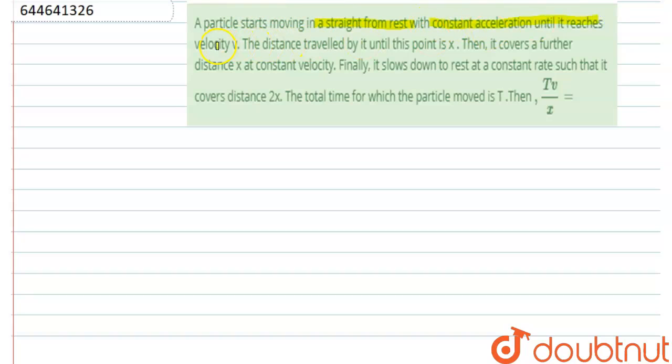Hello, the question is: a particle starts moving in a straight line from rest with constant acceleration until it reaches a velocity v. The distance traveled by it until this point is x. Then it covers a further distance x at a constant velocity. Finally, it slows down to rest at a constant rate such that it covers distance 2x. The total time for which the particle moves is T, then Tv upon x is equal to?